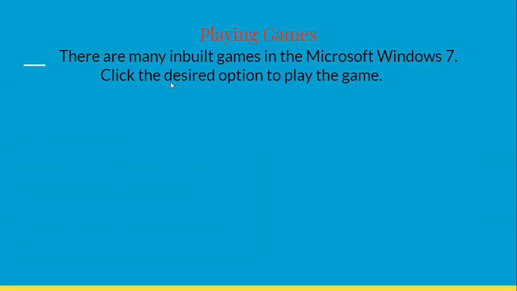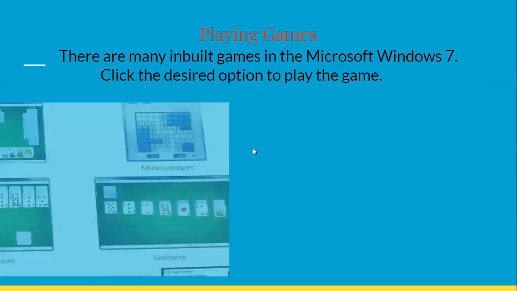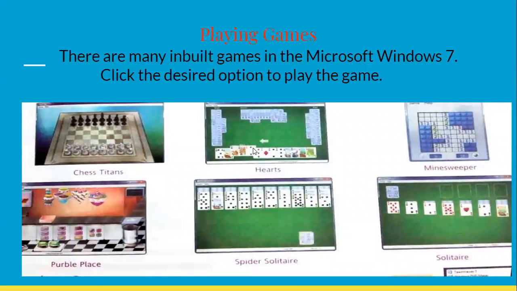So click the desired option to play the games. Some games I'll show you which are present in Microsoft Windows 7. You can play any game, but as the latest Windows versions come, some new games are added. Don't get confused if in your computer system other games are also present. There are many games present. Some are inbuilt, some we can download.